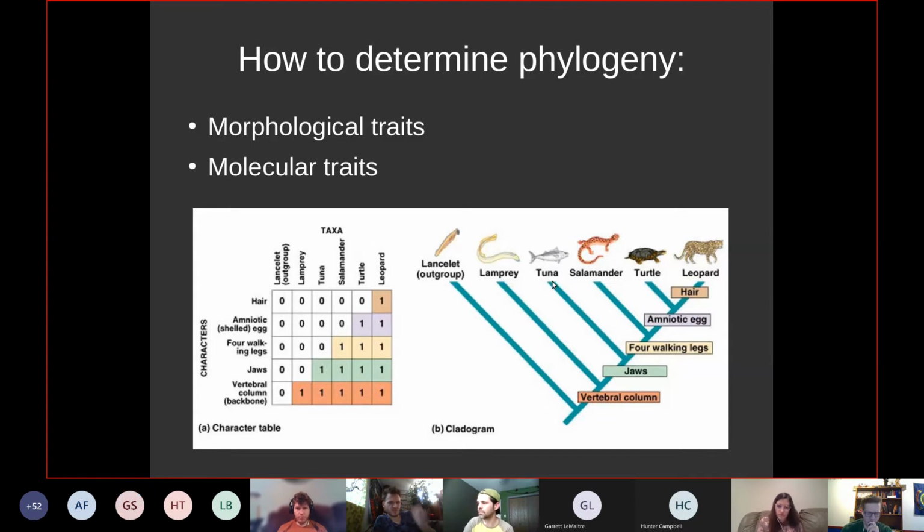Is there a danger in doing it this way? Since, I mean, you could arbitrarily pick ten characteristics that they all share. I'm giving you a non-ironic slow clap. Love it. Yes, it's very dangerous. Because why did we pick those five traits? Hair, amniotic egg, four walking legs, jaws, and vertebral column. Well, it makes it convenient to make the chart. Yeah.